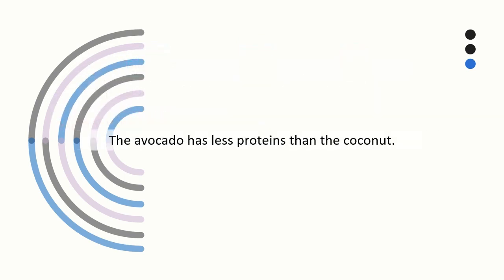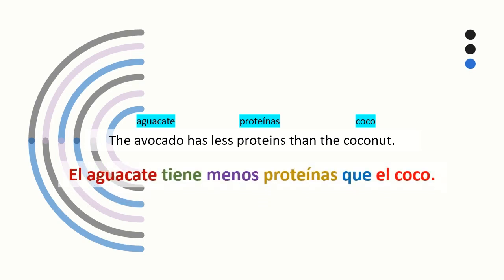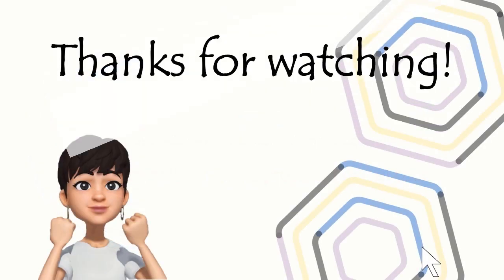The last sentence is, the avocado has less proteins than the coconut. Regarding the vocabulary in this sentence, avocado is aguacate, proteins is proteínas, and coconut is coco. This is a negative structure using a noun. So how will you say it in Spanish? El aguacate tiene menos proteínas que el coco.